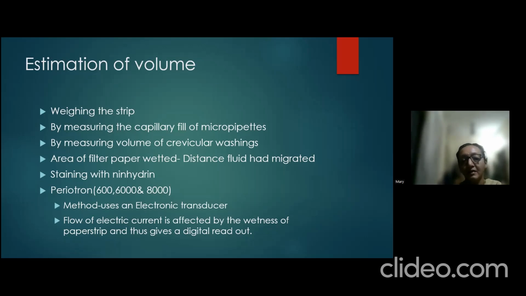Another method, in order to get a more well-defined image of the extent to which the fluid has penetrated the filter paper, is to use a stain; ninhydrin can be used for staining the filter paper. Then another method, an electronic transducer which has been of recent use, is the Periotron 8000, where they use a flow of electric current which gives a digital readout of the amount of gingival fluid collected. So these are the different methods whereby we can estimate the volume of fluid collected.